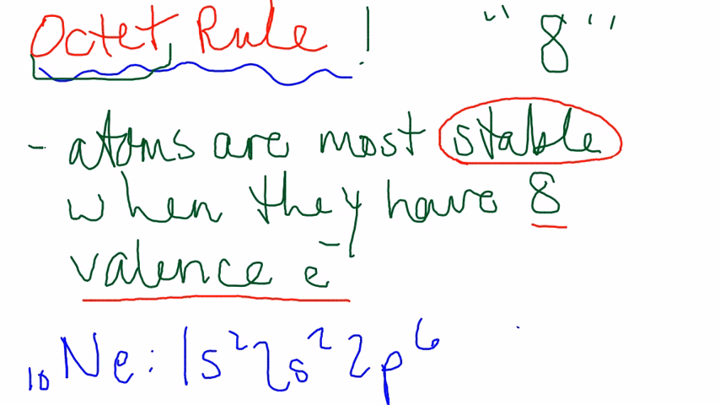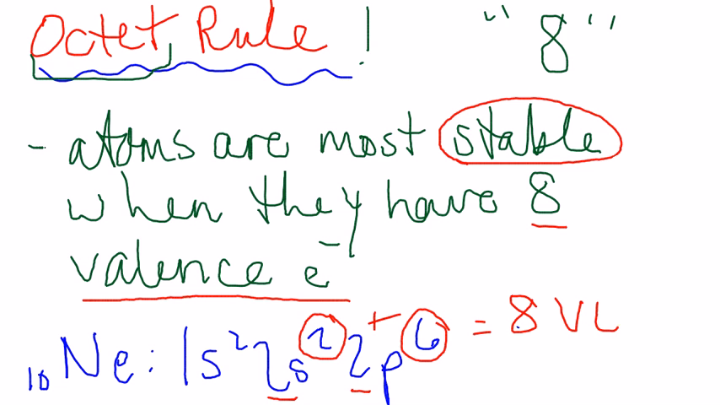Remember, valence electrons are the number of electrons in the highest energy level. The highest energy level here is 2. So we see electrons here that we've got to count, and here. So 2 plus 6 gives us 8 valence electrons. That's where the 8 is coming from.